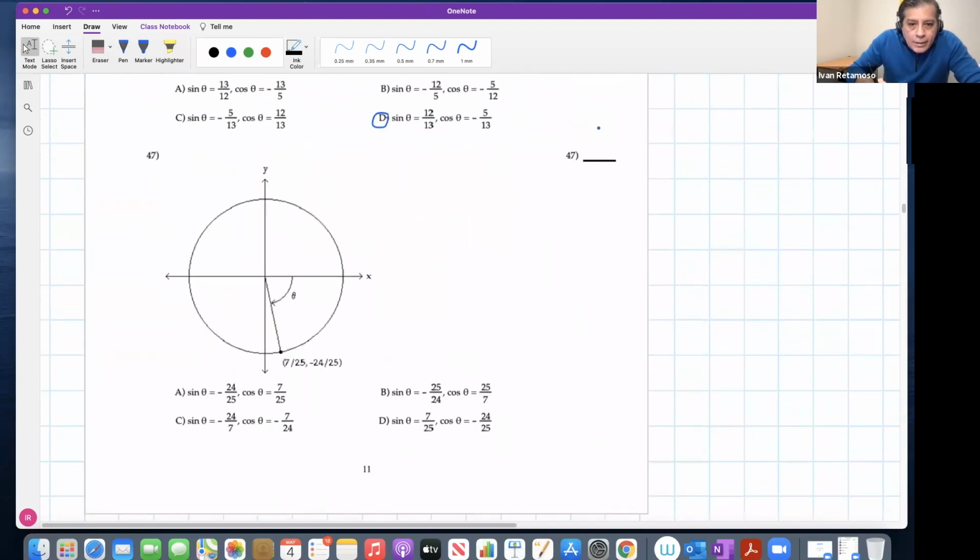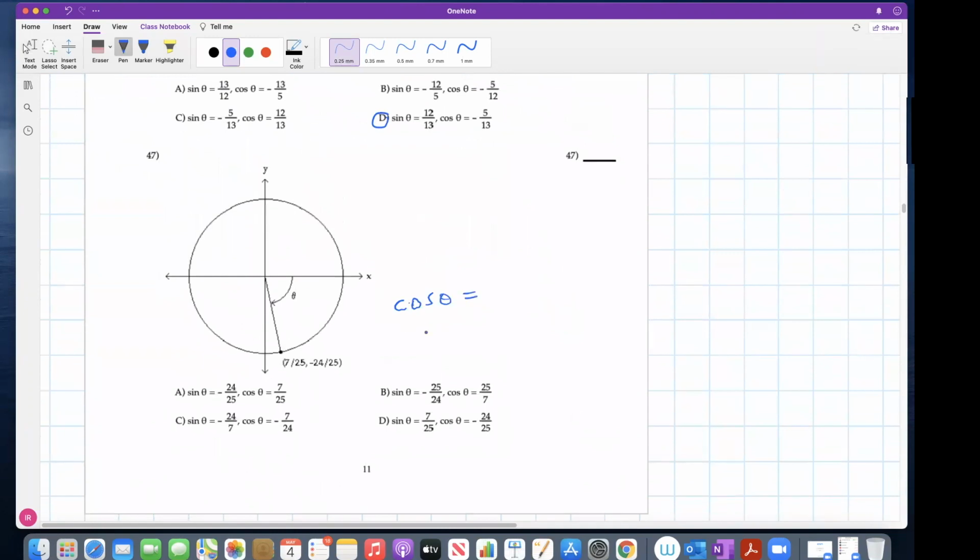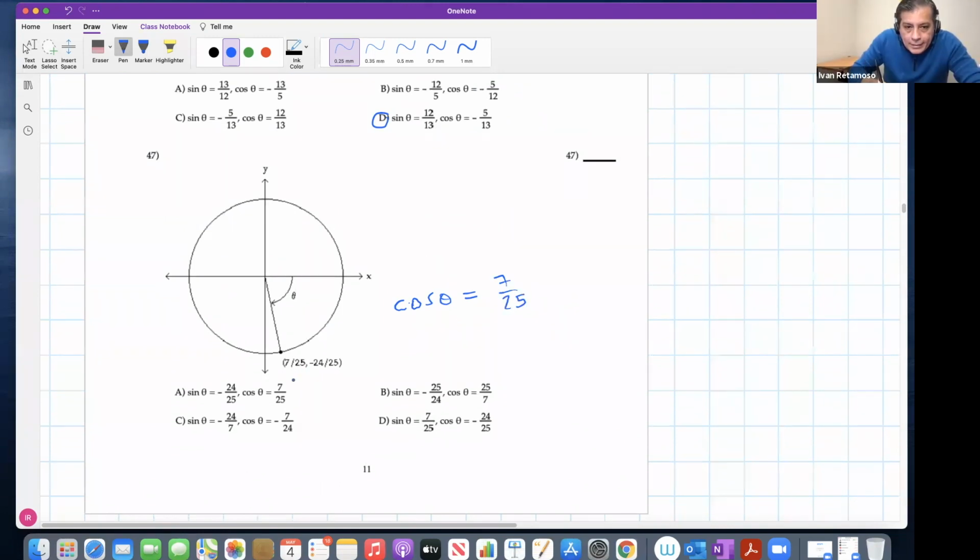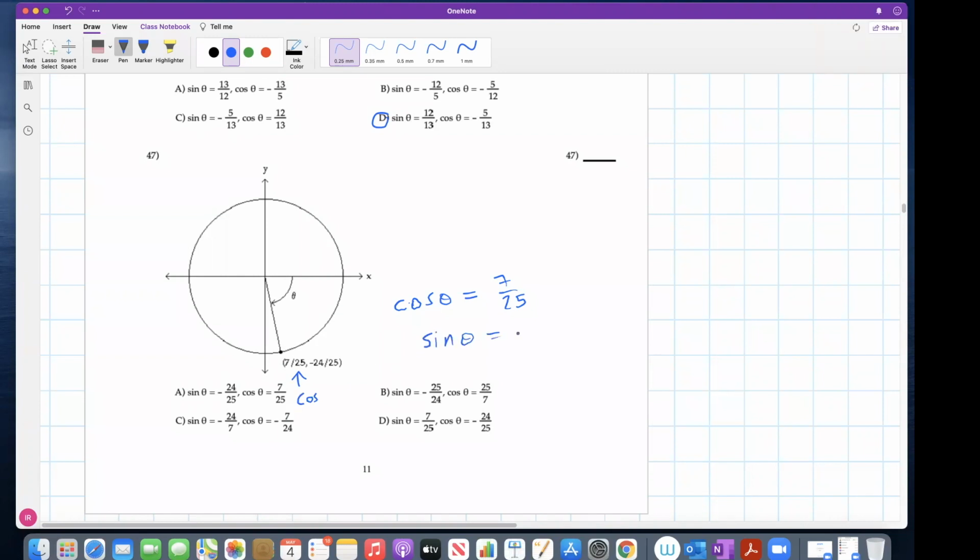Sergio, question for you, right? What do you think should be here, cosine of theta? Cosine would be 7 over 25. Excellent, excellent, right? This is cosine, the first coordinate. And sine? Negative 24 over 25. Excellent, excellent, excellent. You got it, right?